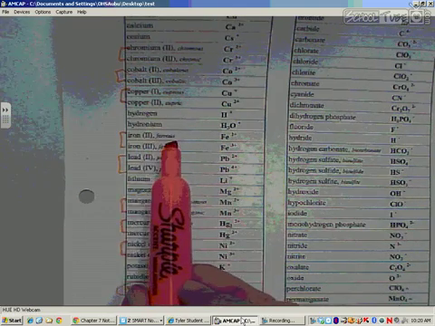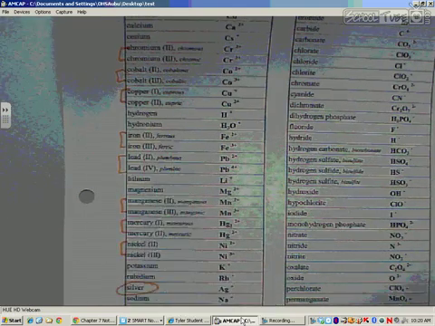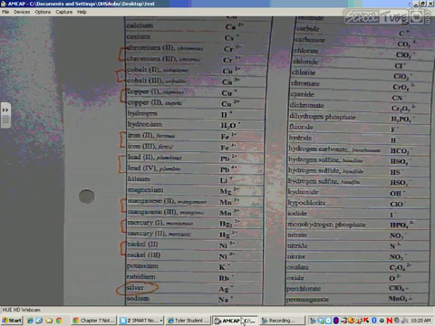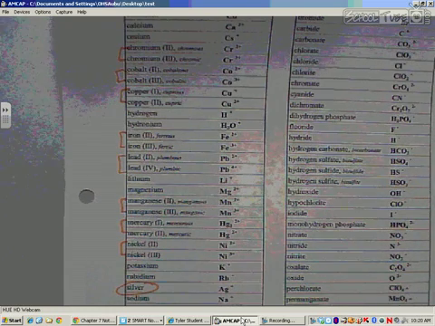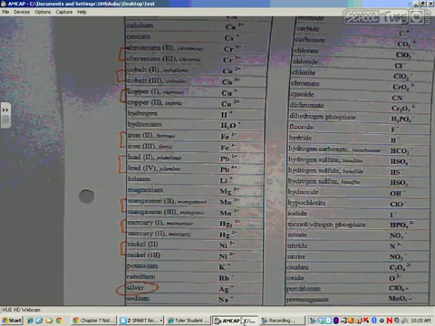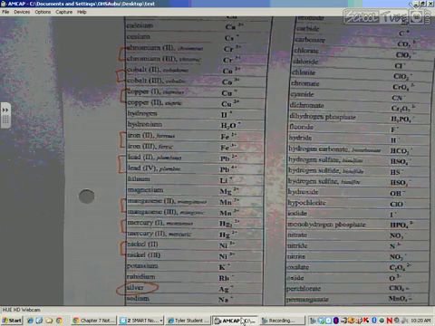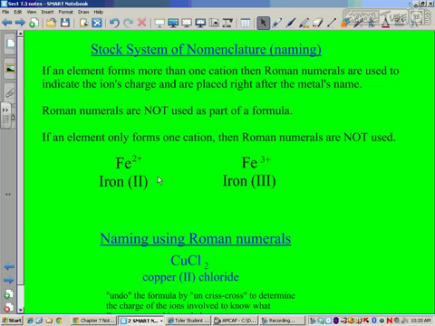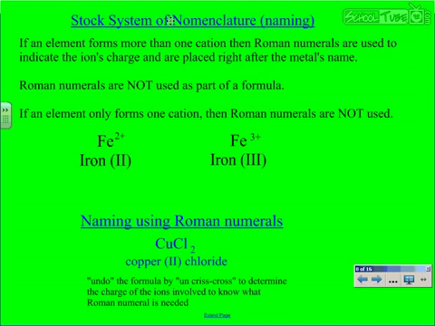For iron 2 is ferrous and iron 3 is ferric. Those are an older system of naming that's still somewhat in use, but the stock system with Roman numerals is the more modern way to name, and that's the way we'll be doing it. Okay? So always keep this ion sheet with you. Whenever we're going to name a compound that uses a D block element, it gets a little trickier. Right? There's a little bit more we have to pay attention to.